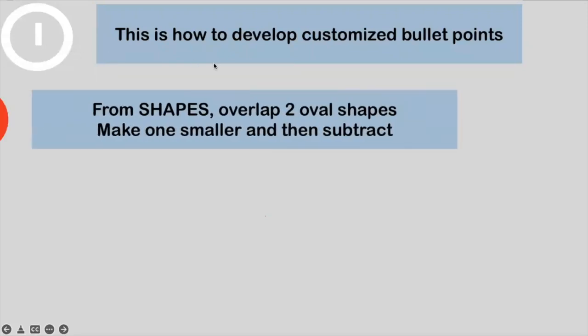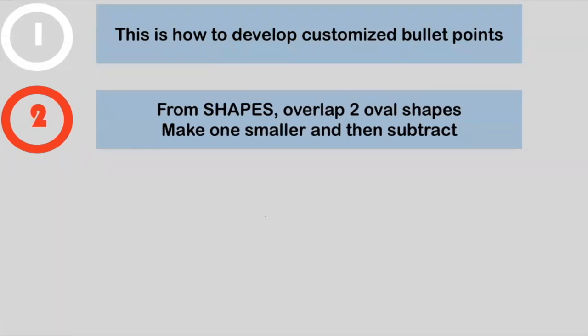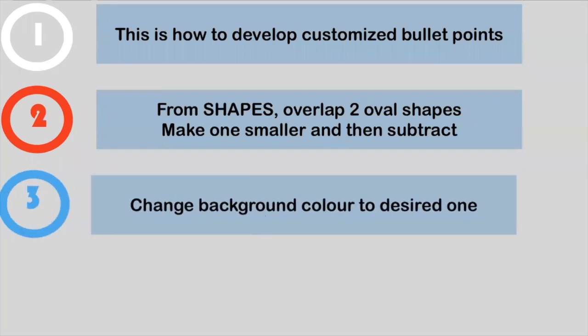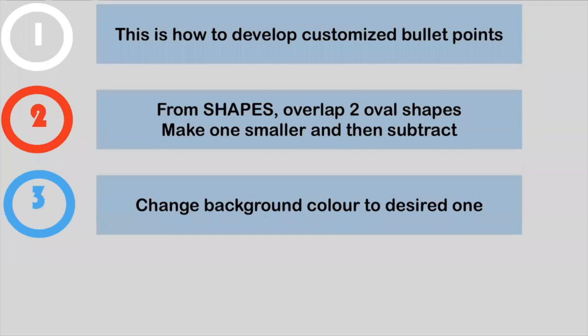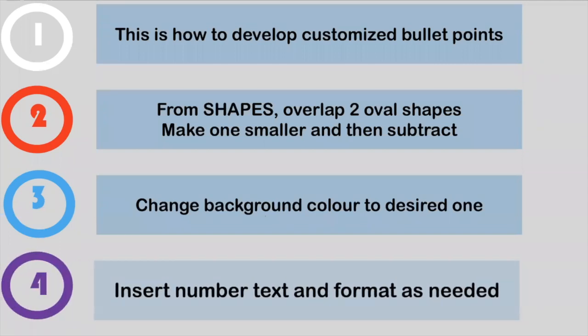Another example of morphing is that we can also use customized bullet points. How do we develop customized bullet points? Obviously, we know that bullet points can be easily made by a drop-down, isn't it? But you can name them and create circles by yourself. From shapes, you overlap two oval shapes, make one smaller and then subtract, all of which are available on PowerPoint. You can change the background color to a desired one, and you can insert a number, text, or format as needed. Okay, so that is another way of creating effects.